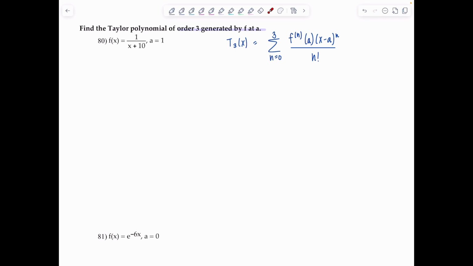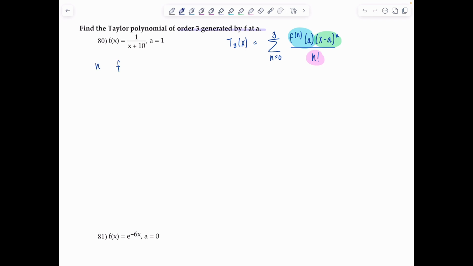Okay, notice they told me a is 1, so I'm going to substitute in 1 there, and then now I need to find all these derivatives. Don't freak out when you do Taylor series. If you haven't watched my video on it, I break it down so beautifully, but there's always 3 parts to each term. 1, 2, 3. Okay, so we're going to make a table to find that first part.